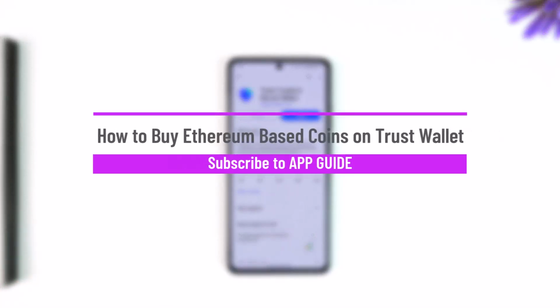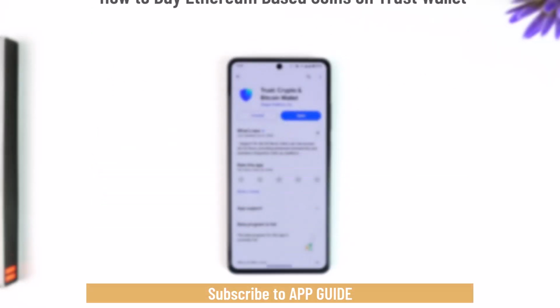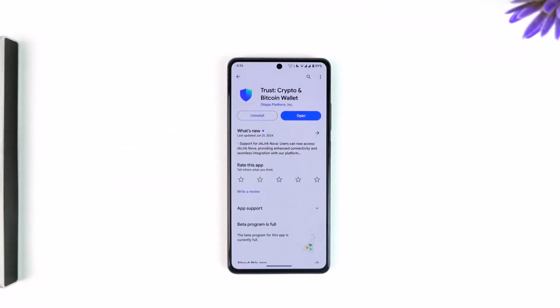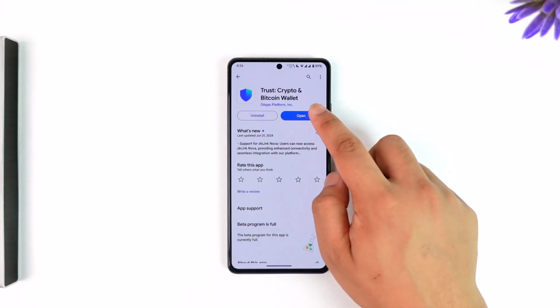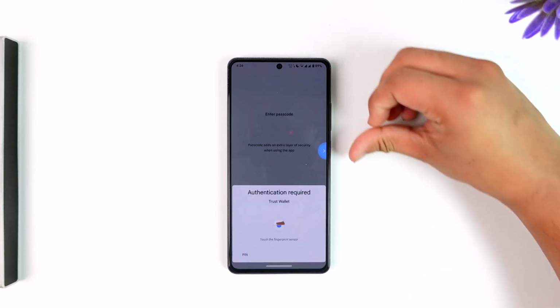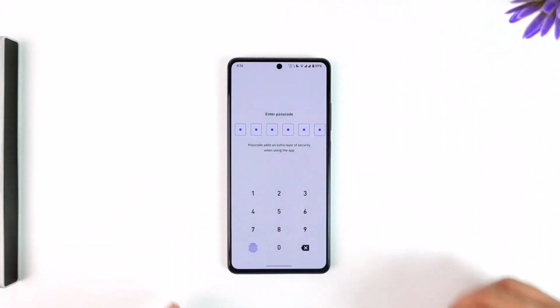How to buy Ethereum based coins on Trust Wallet. So not only Ethereum based, but you can actually buy any sort of cryptocurrency or coins on Trust Wallet. So it does not only limit to Ethereum, but regardless of that, if you want to do it, you can simply open up the Trust Wallet application and simply go ahead and log into your account.